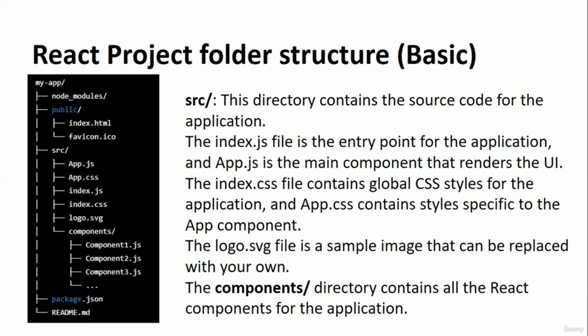What is index.js, what is app.js, and what things are written in these files, especially. Suppose you have another file, index.css. This file contains the global CSS. Whatever global CSS you want to apply in our project, we write here in this particular file. Apart from this, we also have app.css. This contains the specific App component CSS.